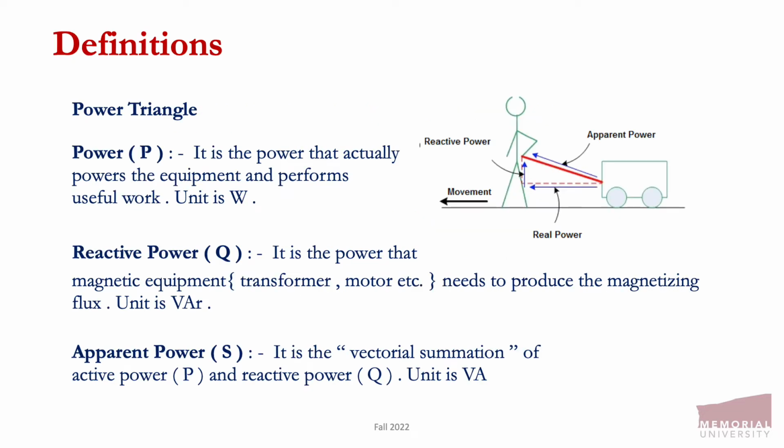You can see from this diagram reactive power, apparent power, and real power. The real power, which is the active power, is the power that the equipment actually needs to perform its useful work. The reactive power is the power that the magnetic equipment, which can be the transformer or the motor, needs to produce magnetizing flux. And the apparent power is the vectorial summation of the active power and the reactive power.